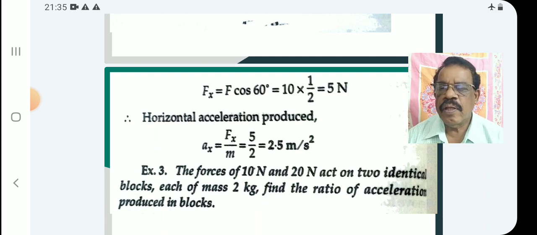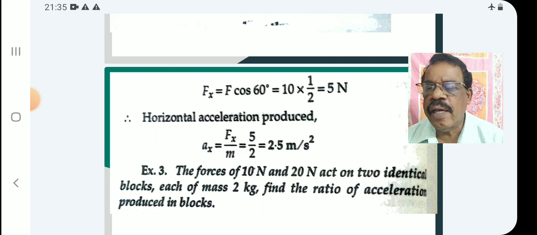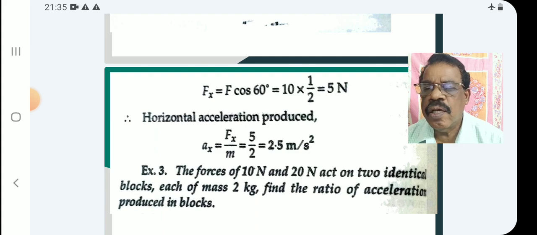Next problem. The forces 10 Newton and 20 Newton act on two identical blocks, each of mass 2 kilogram. Find the ratio of acceleration produced in the blocks.